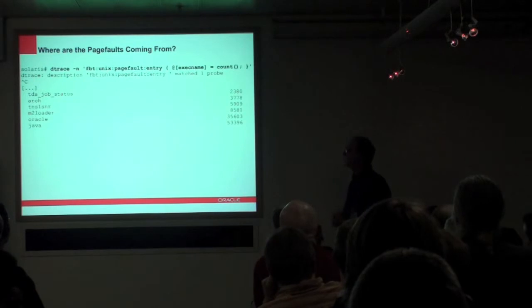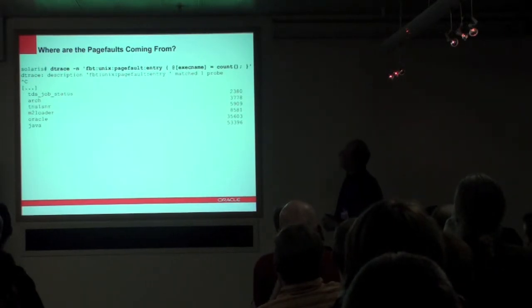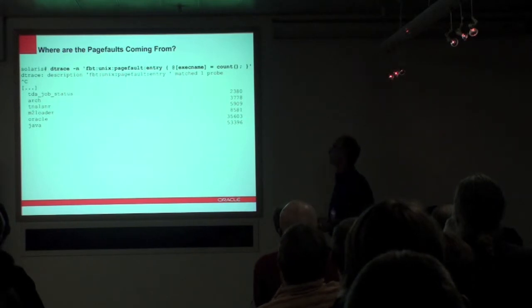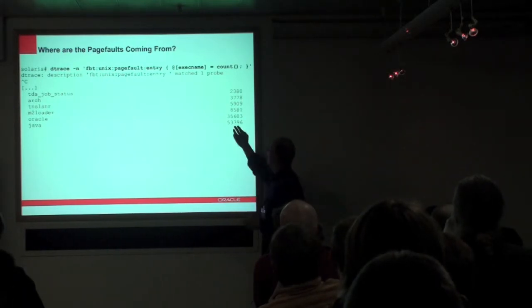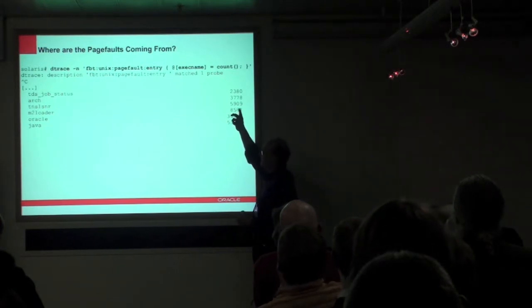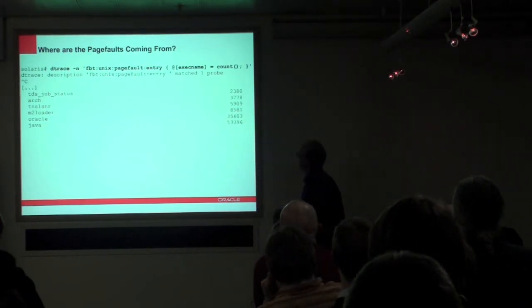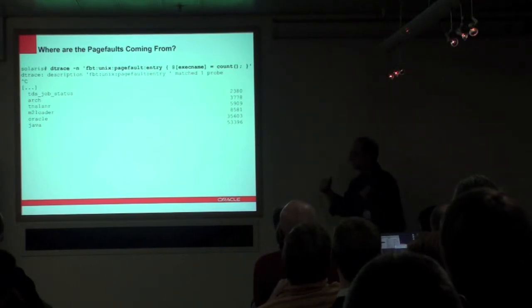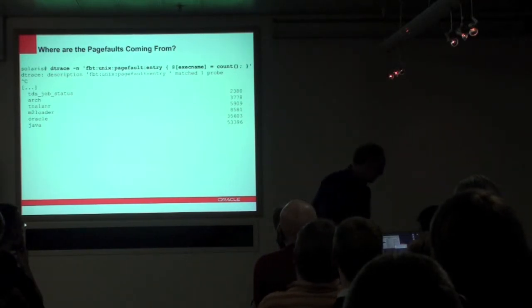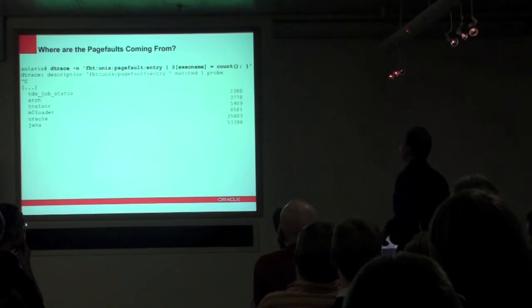I see a lot of page faults in my VM statistics. At a system level, I need to connect the dots. Who's causing those page faults? Oh, I can see Java did it most of the time, Oracle did it a lot, and then I'll list based on the count aggregation. So again, I can connect the dots and figure out and see who's actually doing what.